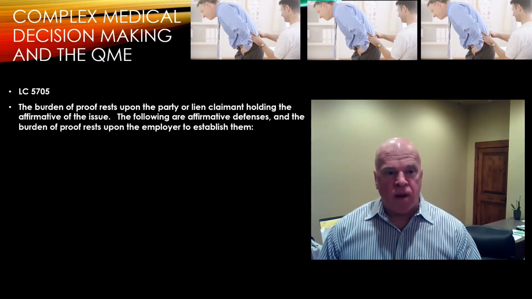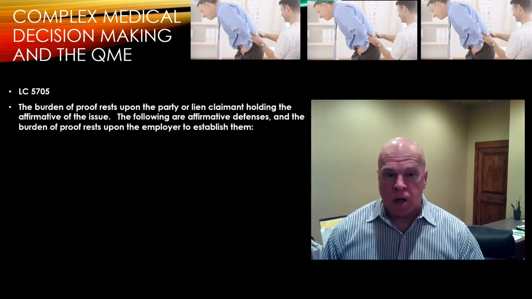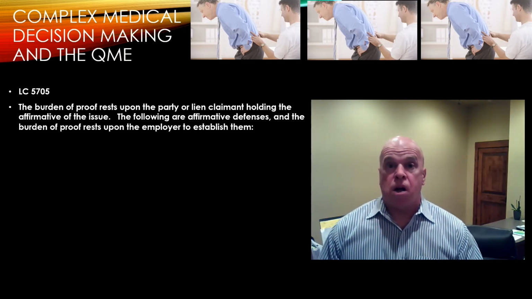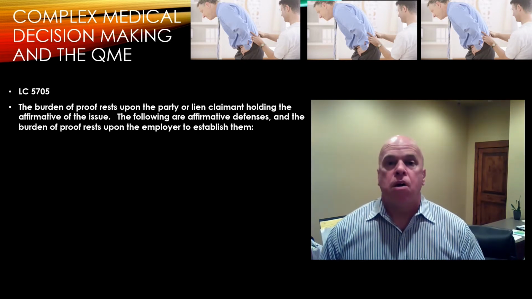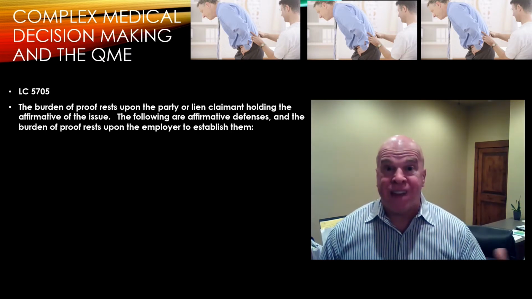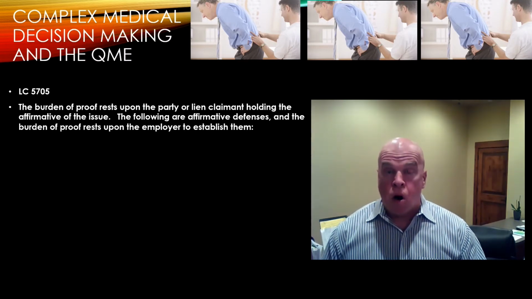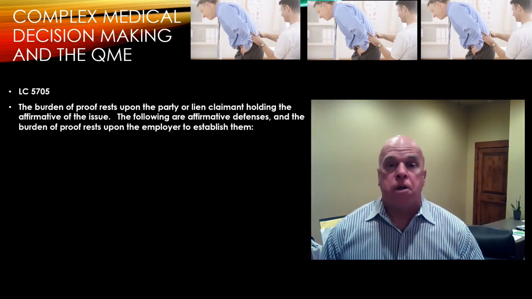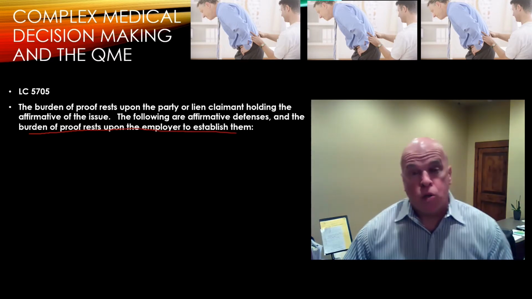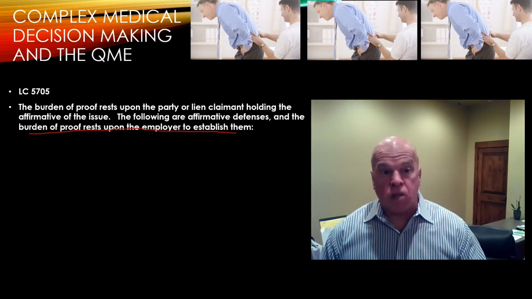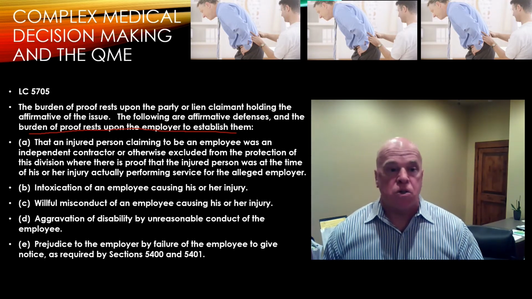Labor Code 5705 gives us some examples to help illustrate this principle, and it tells us that the following are some affirmative defenses. These are statements or accusations or positions forwarded by the employer to defend against an industrial injury. Like all other issues, the party forwarding the issue carries the burden, and the burden of proof rests upon the employer to establish them. So let's go through some of these to illustrate how the burden of proof is perceived within the workers' compensation system.